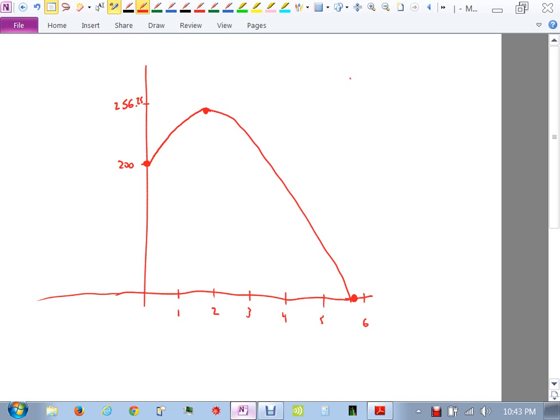So that's part B. Part C, I can answer the rest real quick now. What's the maximum height of the ball? Well, it was 256.25 feet. How long did it take the ball to hit the ground? That was my x-intercept, 5.88 seconds.